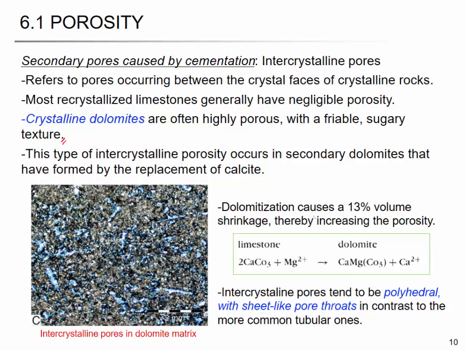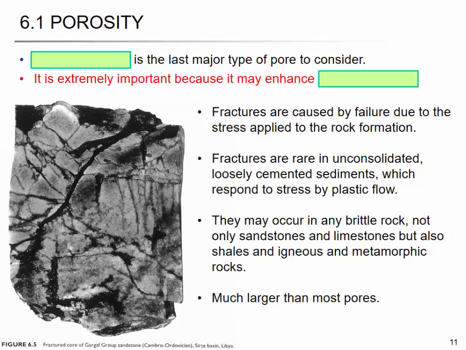So here in this picture, the blue color shows the intercrystalline pores containing water. The last major type of pore is fracture porosity. And you can see clear cracks in the rock here. This kind of fracture porosity is very important because it can enhance the permeability or productivity of the hydrocarbon.